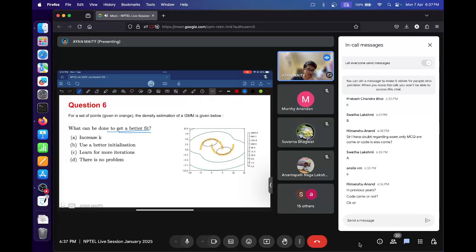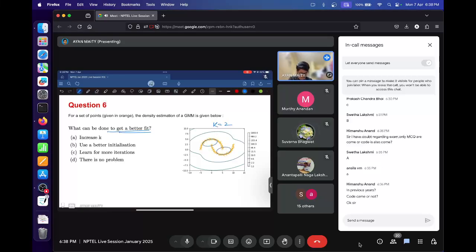So Sweta Lakshmi says option A, which is increase K. Ansila VM says option A, which is increase K. In the previous question, we saw that K was 2. So that's why it found these two clusters. And clusters should always be circular or elliptical in the case of Gaussian distribution. So that's why the data points do not really fit the Gaussian-like clusters.